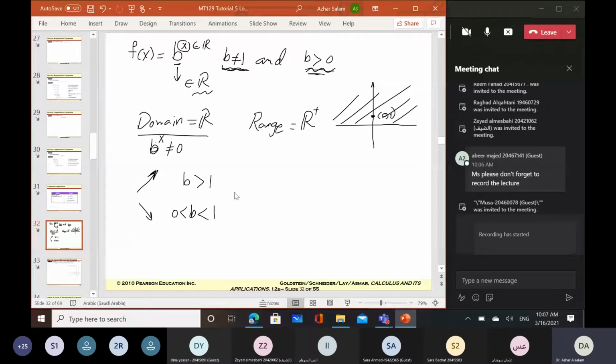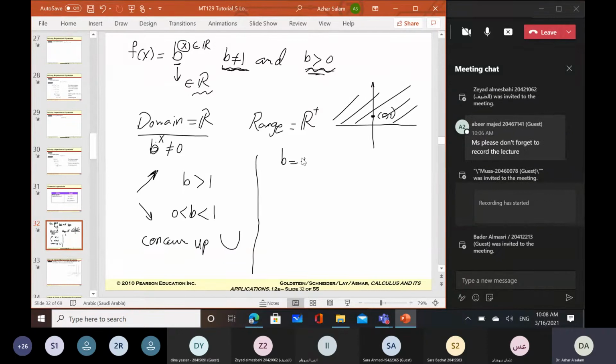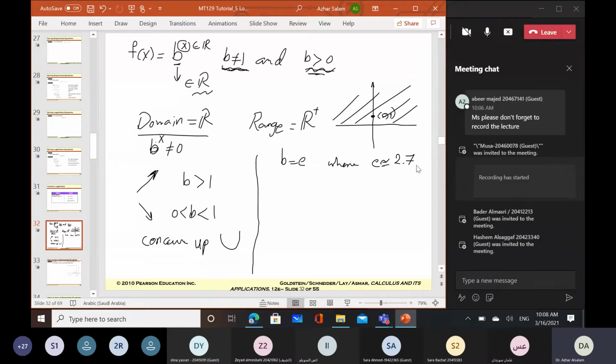Also, it's always concave up. This is one of the properties of the exponential function. It's always concave up, concavity is up. Okay, and we define the natural base b equals e, where e is approximately 2.7 with other decimal numbers.